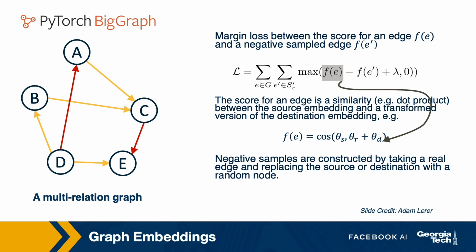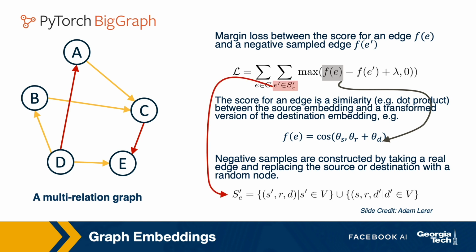So theta s is the source vector, theta d is the destination vector, and theta r is the relation vector. In addition to the node vectors, we also learn parameters of different relation types of the edges. The negative samples are constructed by taking a real edge and replacing the source or destination node with a random node. This again is similar to the negative sampling technique for word embeddings, if you recall.